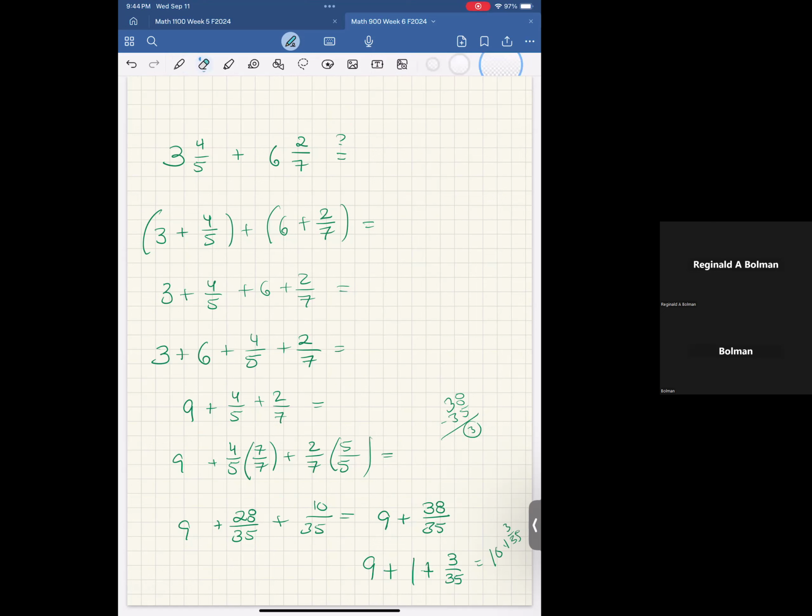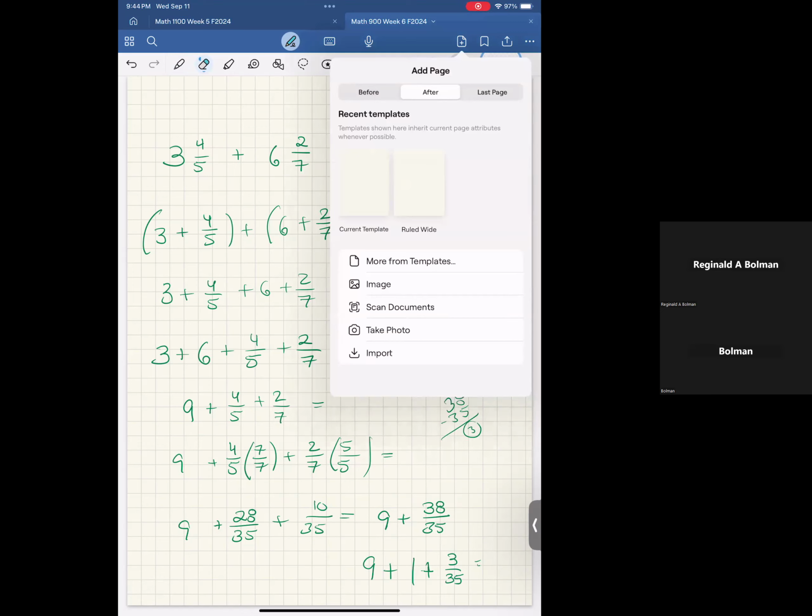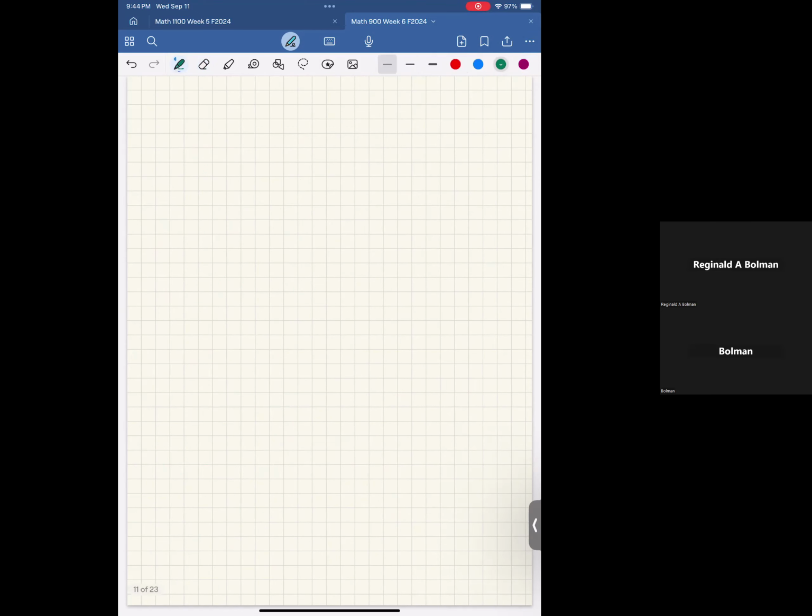Sorry, I'm writing with a little bit of a smudge there. So let's go to the next page. We will have 9 plus 1 gave us 10, and 3 over 35 is remaining. So we have 10 and 3/35.